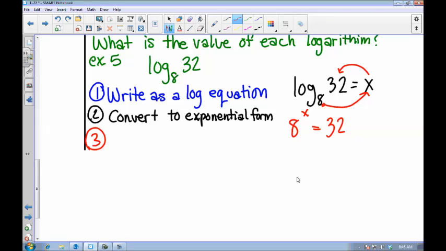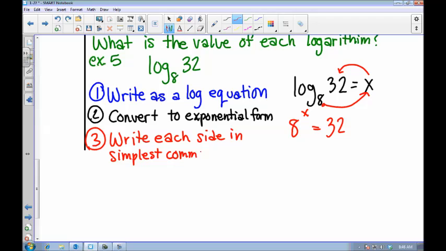Okay, next step is to write each side in simplest common base. Because if the bases were equal, then the exponents would also be equal. But right now, we have bases 8 and 32. What's the smallest common factor both of those have? 8 and 32. 2. So when you're doing this step, it's generally a really small number, such as 2, 3, or 4.